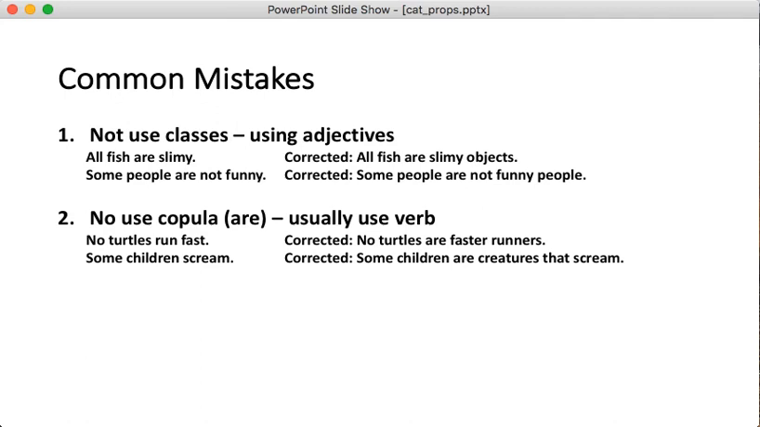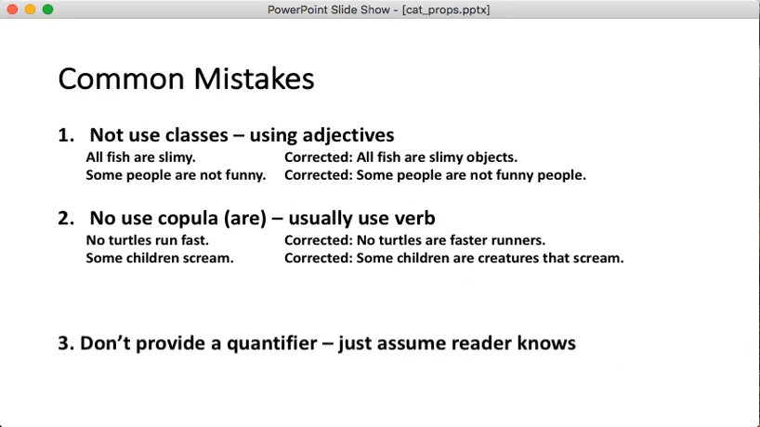Some children scream. We'll see something like this. And what we're talking about here are creatures that scream, not scream. Scream is not a class, and there's no are there. So some children are what? They are creatures or people that scream.